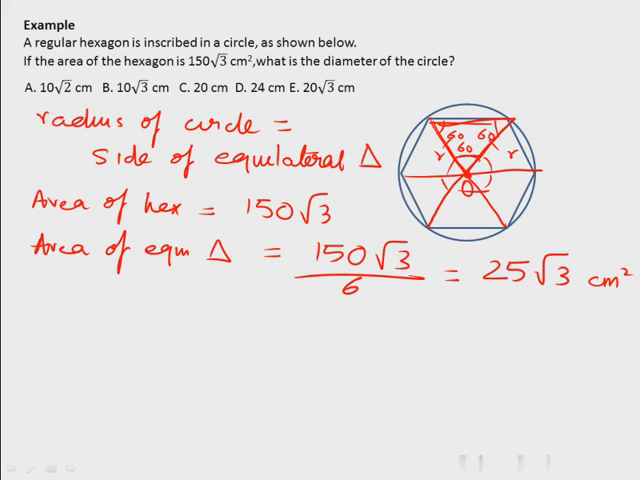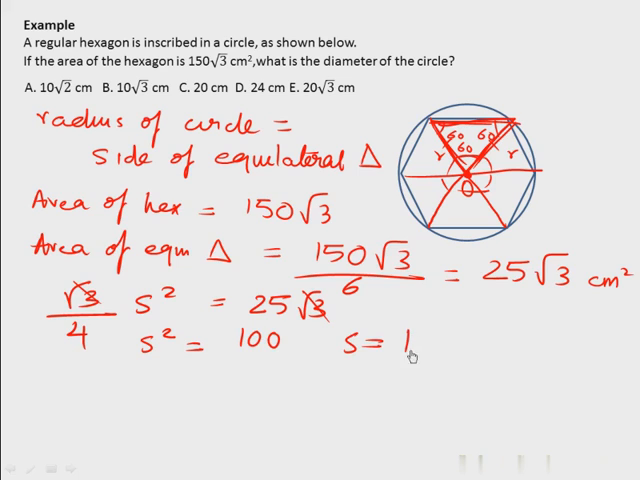From the area of the equilateral triangle, that's this. Can I find out its side? Of course I can, because the area of an equilateral triangle is √3/4 side square, and that's equal to 25√3. Let's divide out the √3's. I get s square is equal to 100. S is equal to 10 centimeters. So I now know the side of the equilateral triangle.